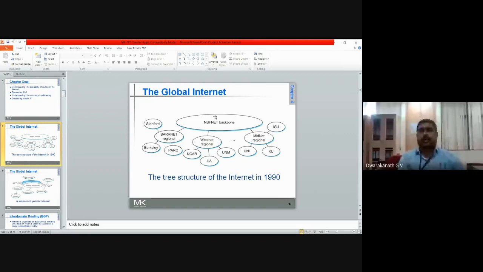Now in entire India, whatever internet is there will be divided into different regions. For example, north, northeast, northwest, south, like that it has been divided. So the northeast, northwest, north, and south regions of India will be taken into consideration.